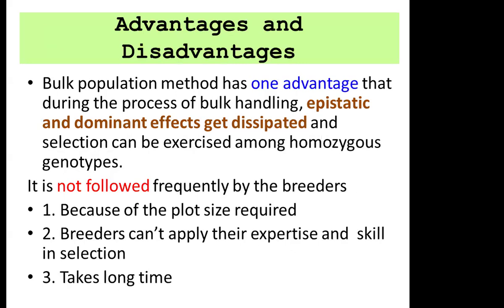It has only one advantage here. In initial stages, these epistatic and dominance effects will confuse our selection. They won't be there in advanced generations. It is not followed frequently by our breeders because of the plot size. And as I said, in the pedigree method we have the scope of applying expertise and skill in selection, which we can't do in early generations in the bulk method. It is a long time process again. Next slide, please.